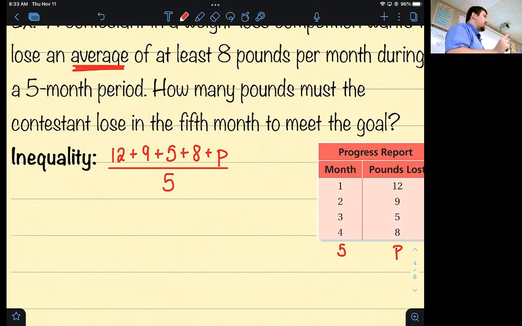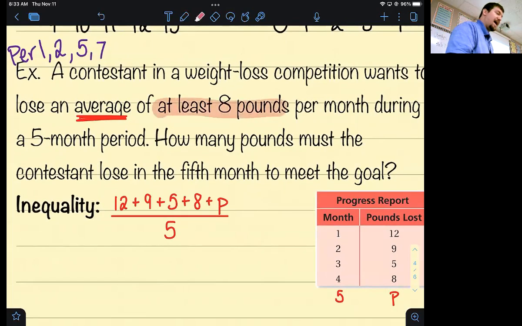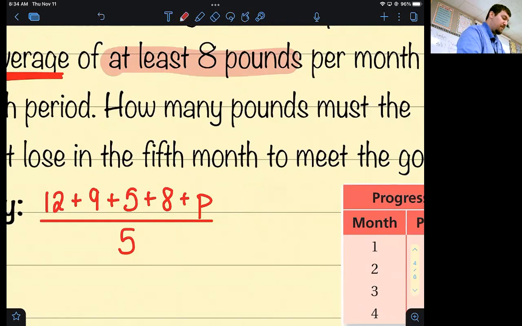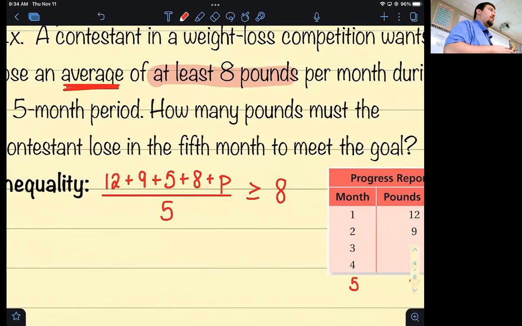The contestant wants the average weight loss to be at least 8 pounds per month. What symbol could I replace at least with? If they want to lose at least 8 pounds per month, is 8 the minimum or maximum that they want to lose each month? Minimum. So they would prefer to lose even more, correct? So greater than or equal to. At least means greater than or equal to because it's a minimum and we prefer that it be either that or higher. So that expression represents how much weight you're losing per month. We'd like that to be at least 8. There's our inequality. Now we're going to tidy this up a lot.